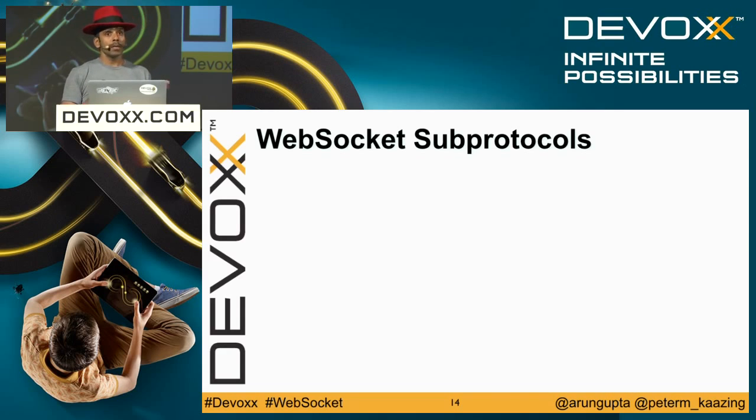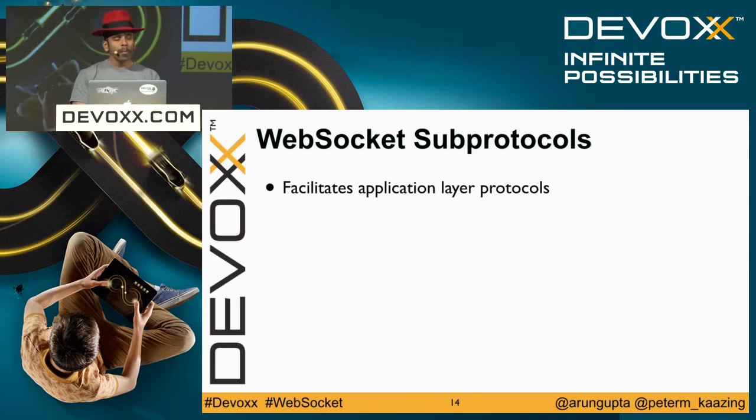Another important aspect to understand about WebSocket, which is not very heavily used, is called subprotocols. One of the headers that goes as part of the handshake request is called a subprotocol. Now, WebSocket is a very low-level protocol, literally a socket on the web. What's the payload? What else is going to go on that? It's completely up to you. So that's where these WebSocket subprotocols facilitate application layer protocols.